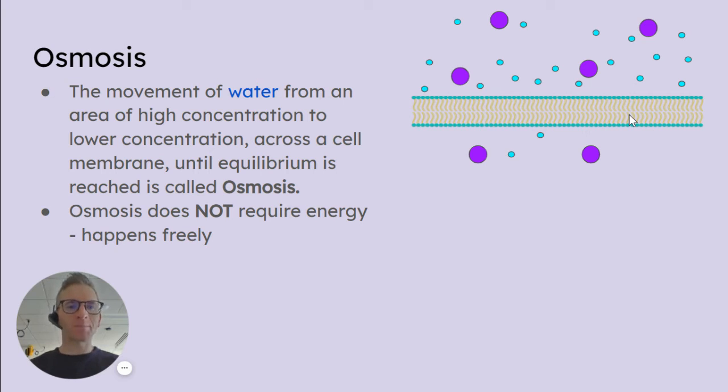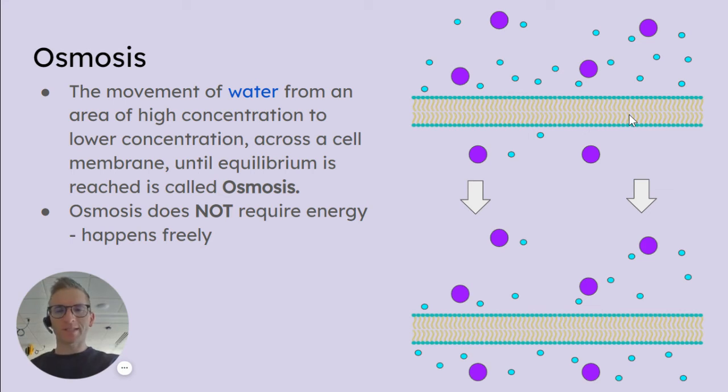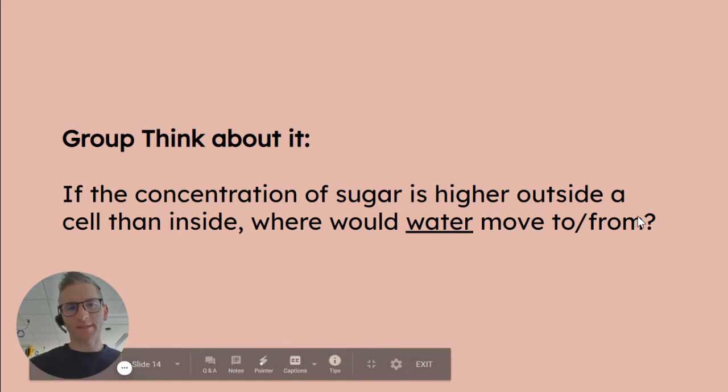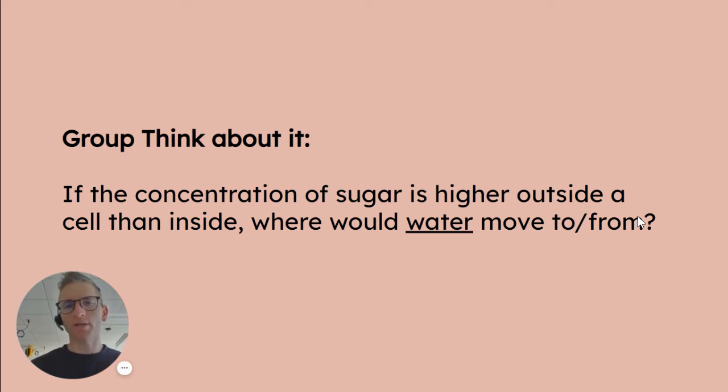Osmosis, again, is a type of diffusion, so it does not require energy. It happens freely across the cell membrane. Water molecules move freely across your cell membrane. Think about this. If the concentration of sugar is higher outside a cell than inside, where would we expect the water to move to? Pause here if you need to. Think about that. Concentration of sugar is higher outside than inside. Where would the water move?